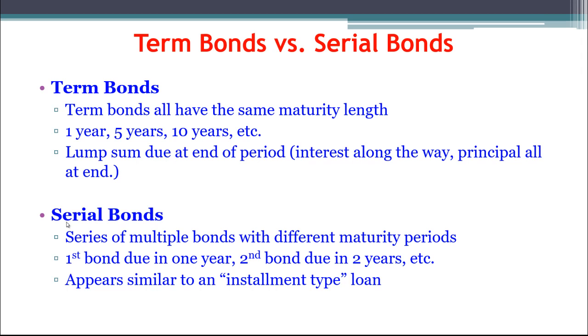With a serial bond, this is a series of bonds. So you're buying a group of bonds, and they all have different maturity periods, different lives. So let's say you have a series of 10 different bonds. One of the bonds might have a 1-year life, the next one has a 2-year life, then a 3-year life, a 4-year life, all the way up to 10 years. The idea here is that it ends up looking more like an installment payment, but in reality it's just 10 different bonds that you're cashing out at 10 different periods of time. So that's the idea of a serial bond. It ends up looking like an installment.